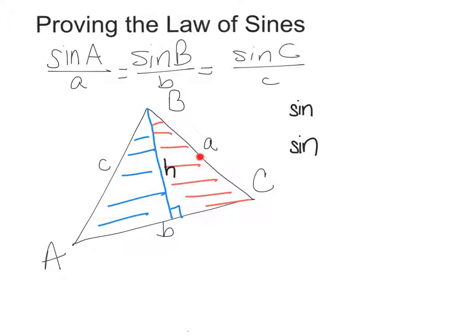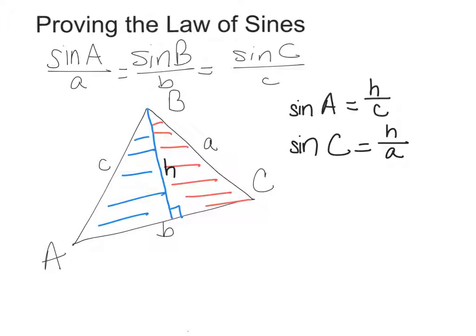We have the blue triangle and the red triangle. We have two angles here that are across from the side we drew in, so we're going to take the sine of angle A and the sine of angle C. If we take the sine of angle A, that's opposite over hypotenuse, that would give me h divided by c. The sine of C gives me h divided by the hypotenuse, which is a.